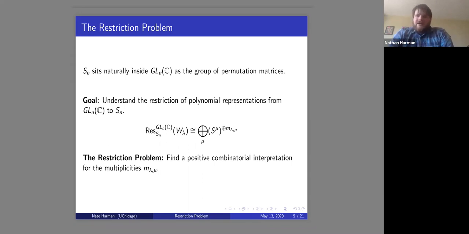And now I want to talk about what are some algebraic structures that arise in trying to study this. But maybe let me pause for a second. Does anyone want anything clarified before I get into the meat of things?